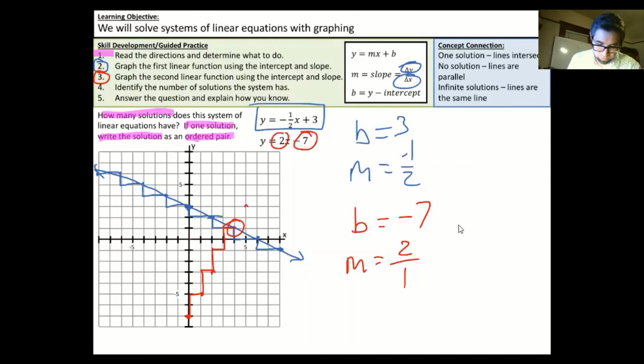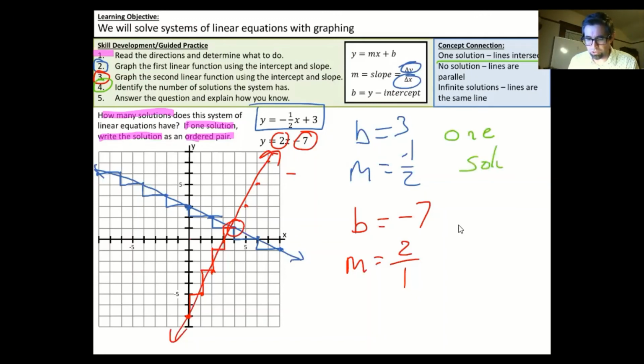Now I'm going to add a few more points to help me graph my line. Let me graph the line through these points. That's about as good as I can do. Then let's go on to answer the question. How many solutions does this system of equations have? You can remember that it is one solution if the lines intersect. When I look at the system of equations, they intersect. They have a point where they cross. So that means this system of equations has one solution.